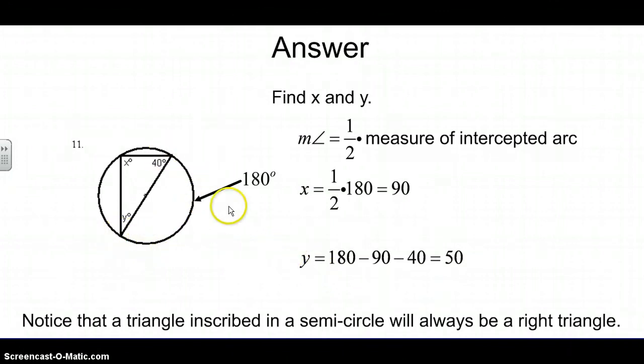Now, to find y, since I have a right triangle, or really any triangle, the measures of the angles have to sum to 180, and therefore y must be equal to 180 minus the 90 minus the 40, and y is 50.